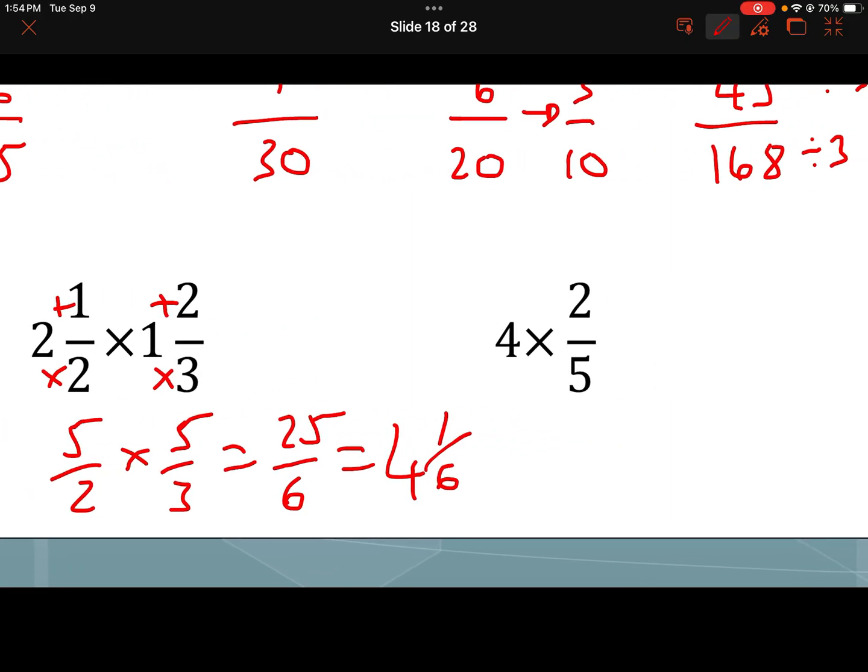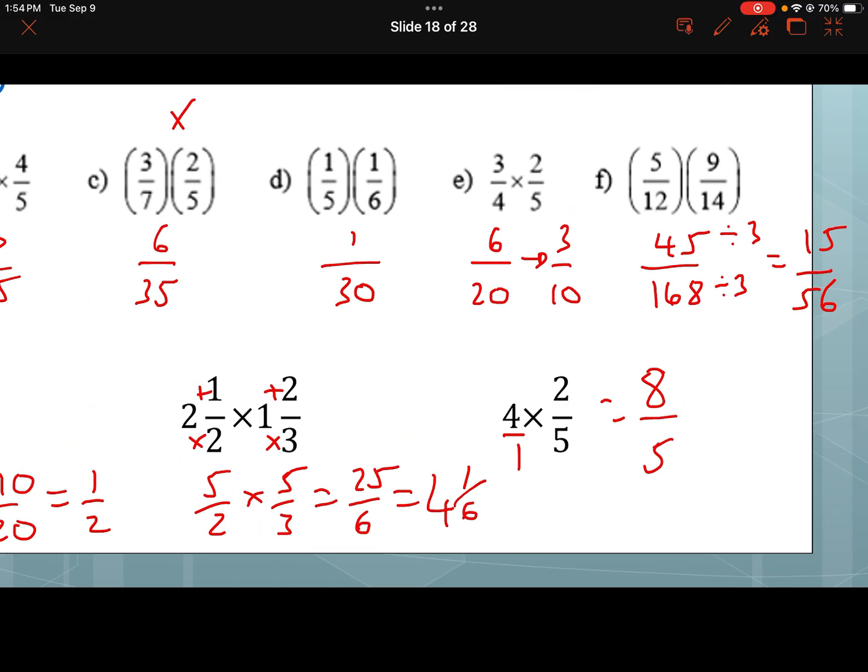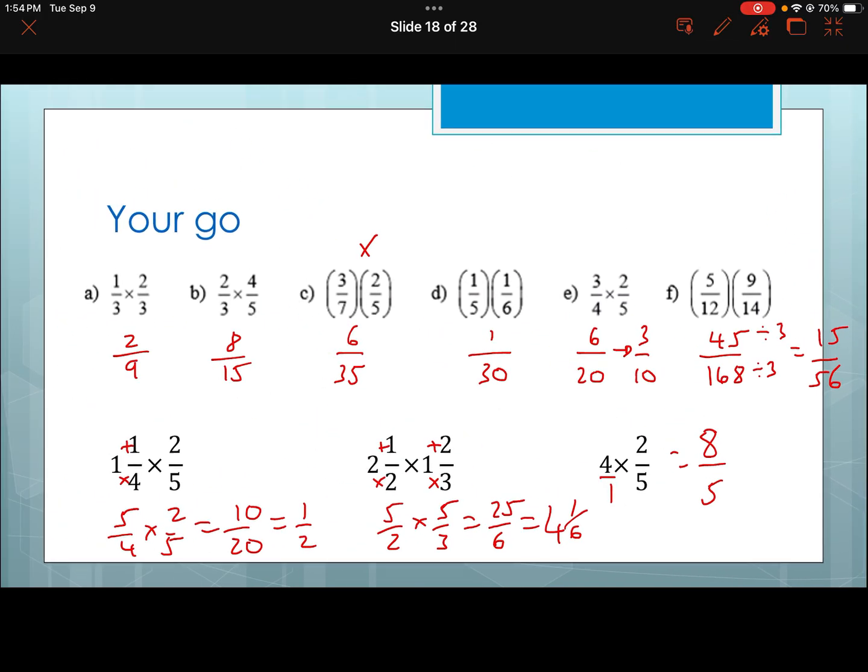And then last but not least, turn this into a fraction. And then do 4 times 2 is 8, 1 times 5 is 5, and you're good. I said you won't lose marks for that. I mean, if the question says leave your answer in mixed, then obviously you don't get marks if you don't follow the rules, but you get the idea. Anyway, those are the answers for that. If everything made sense there, wonderful.